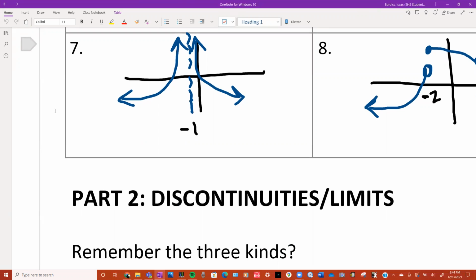We have a vertical asymptote we see here at x equals 1. Well, if there's a vertical asymptote, there's no x value there. So that has to be taken out of domain. So it's negative infinity to negative 1, and then negative 1 to infinity.